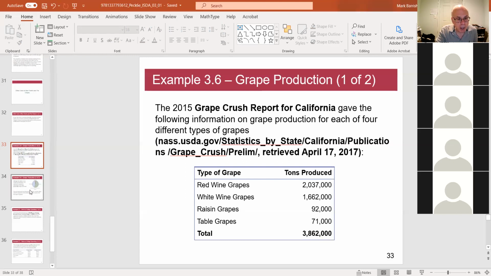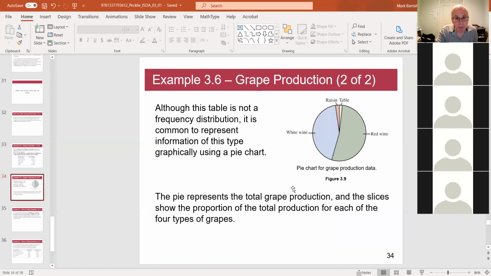And red wine obviously has the biggest percentage or proportion right here. You can see it, right? The next one would be white wine grapes, and the next one would be raisin, and the next one would be table, just by the size of the pie. All right. So this is another application of a pie chart.